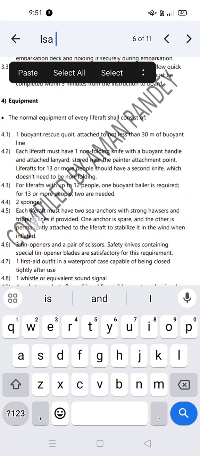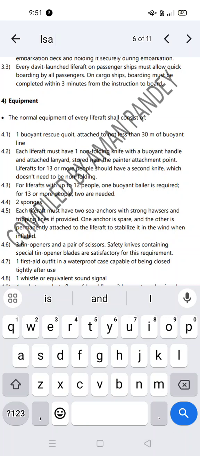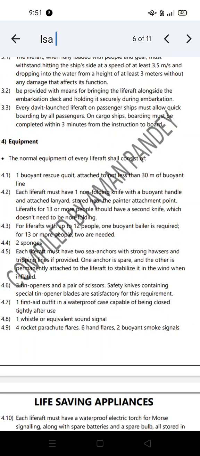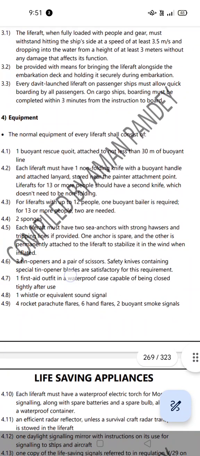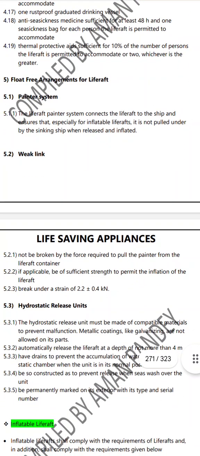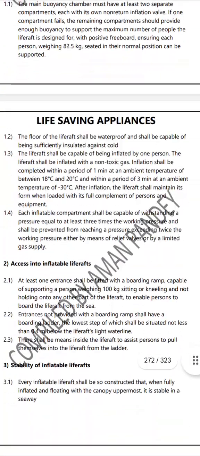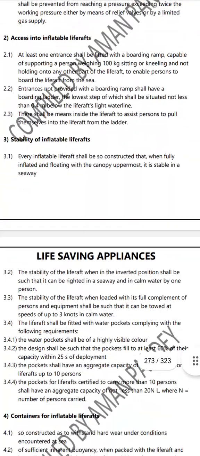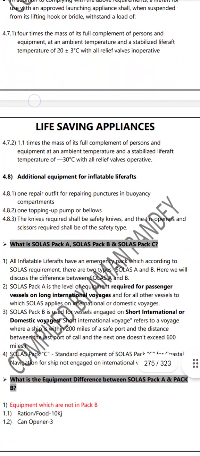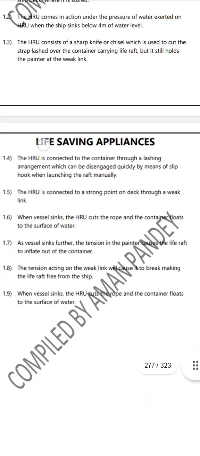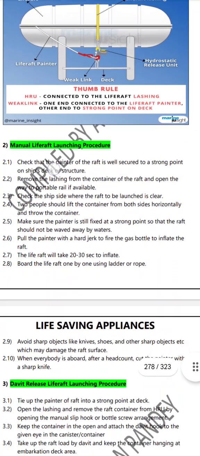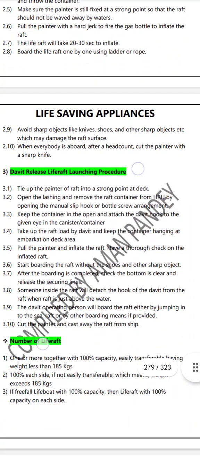What all equipment should it have? Okay, so they are asking what all equipment it should have. First I have said the launching of the life raft by davit, container davit launch. I have discussed the davit released life raft launching procedure.